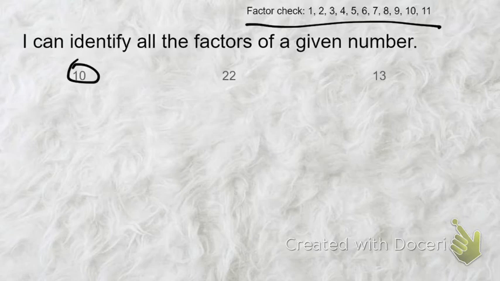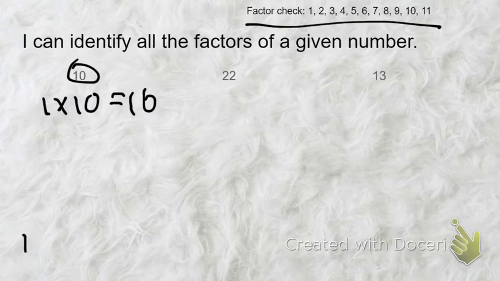Okay, well, hopefully you started off with the obvious one, right? 1. 1 times 10 is going to equal 10. So I have factors of 1 and 10. Boom, boom, right? And I can already cross off this 11 because 11 is bigger than 10, and factors fall down. They don't get bigger.